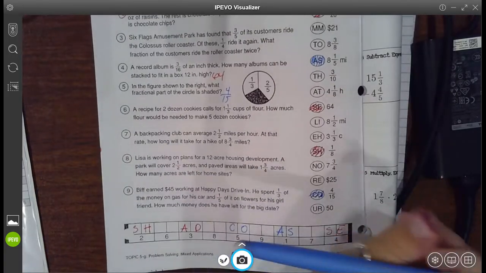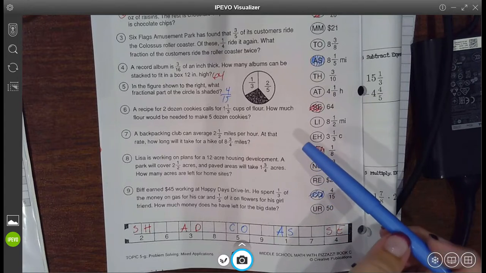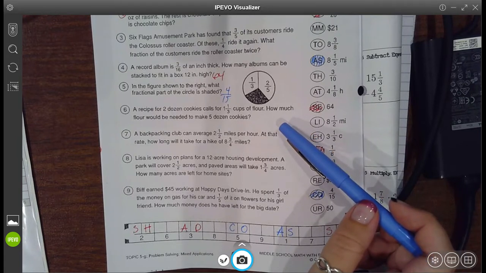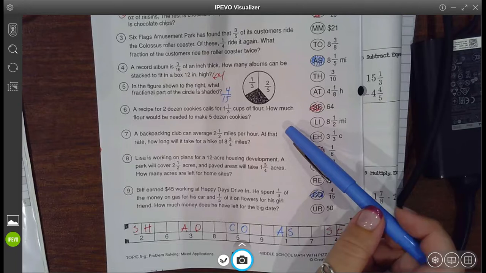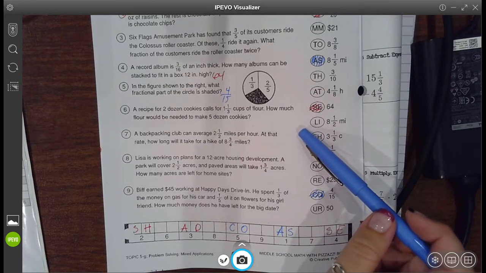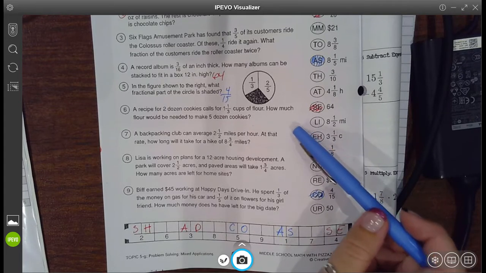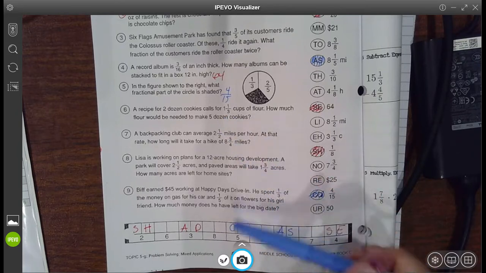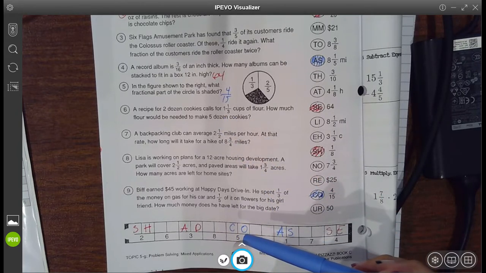Okay, number 6 says a recipe for 2 dozen cookies calls for 1 1/3 cups of flour. How much flour would be needed to make 5 dozen cookies? What do you think? Ponder that for a second. Okay, 2 dozen calls for 1 1/3. So how much would you need if you're doing 5 dozen? Okay, there's 2 ways you could do it.